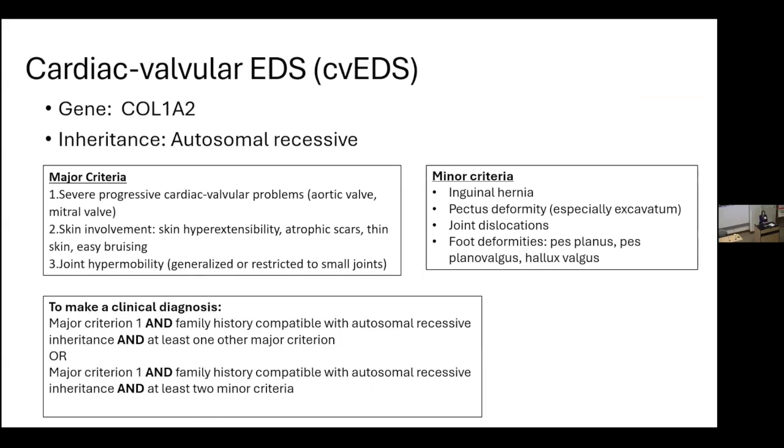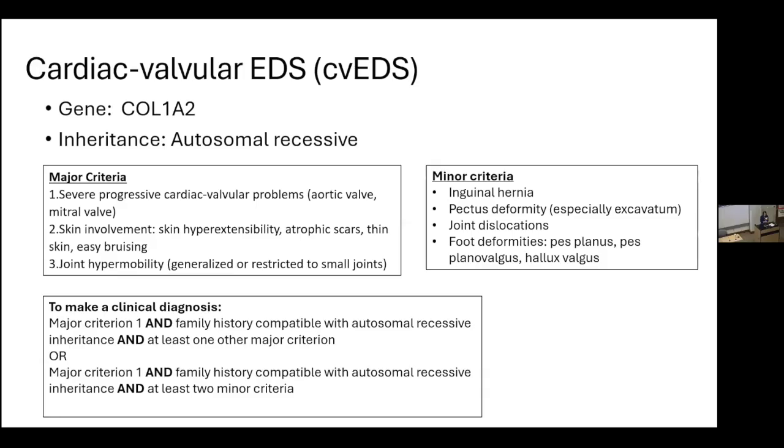For the cardiac valvular type, the gene is called 1A2. Inheritance is autosomal recessive. People with this condition have a very severe progressive involvement of the cardiac valves, usually the aortic valve or the mitral valve. And the skin involvement is skin hyperextensibility with atrophic scarring, thin skin, and easy bruising. They have joint hypermobility, which may be generalized or may just be restricted to the small joints.